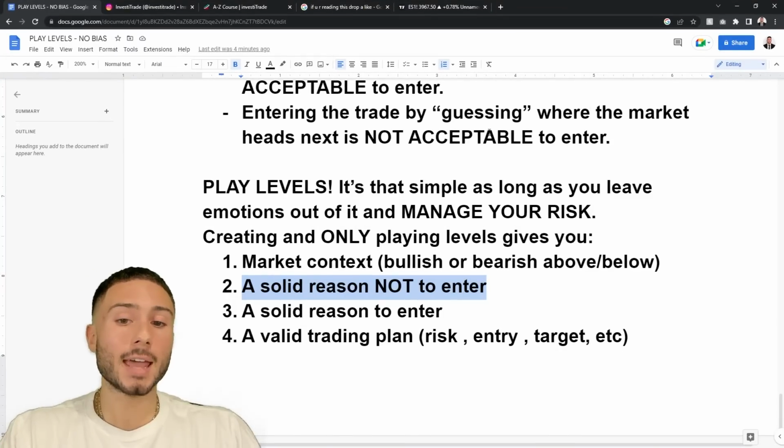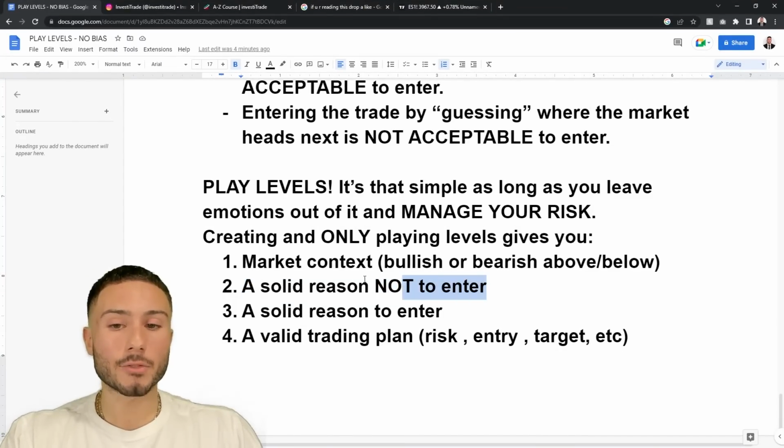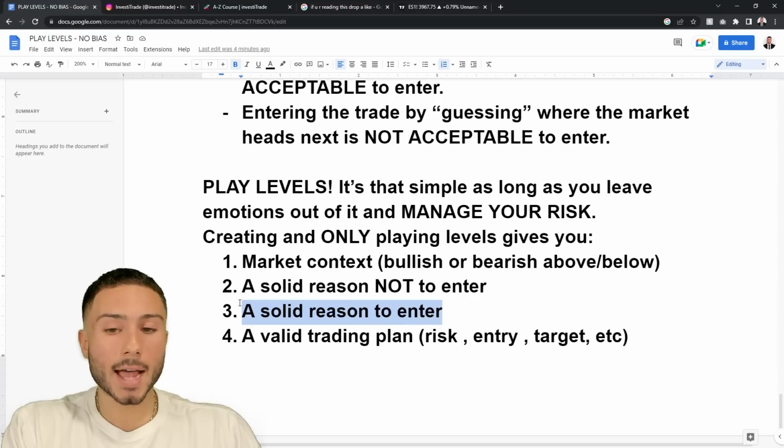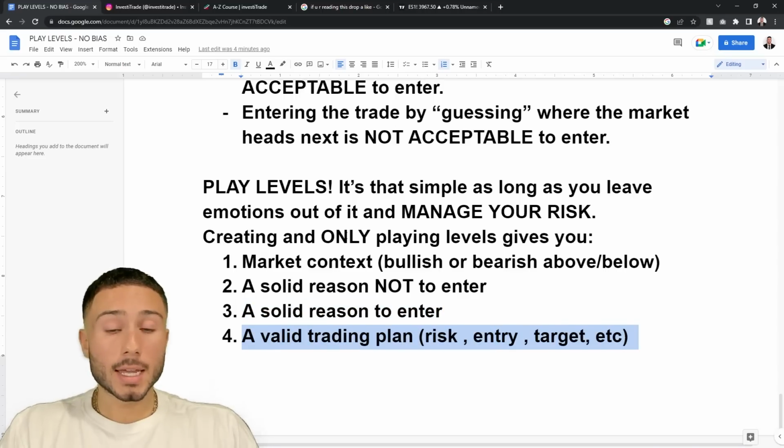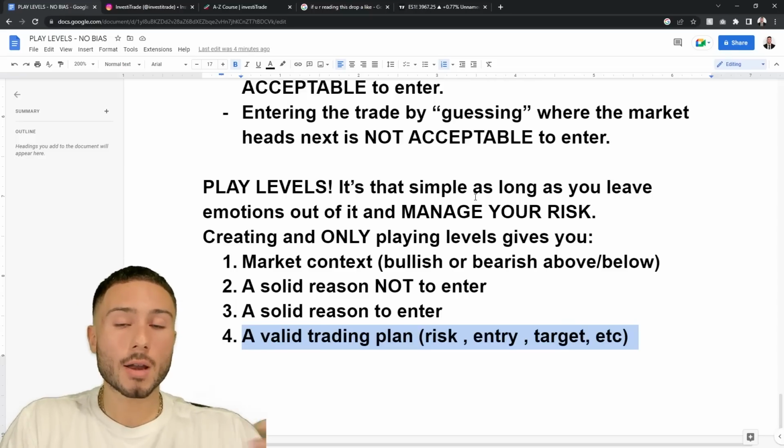So understanding this gives us a solid reason not to enter, and it also will give us a solid reason to enter once we react. And it also gives us a valid trade. You need to have these things. If you're missing out on them, you're not going to have consistency and you're not going to be able to repeat your process on a daily basis.